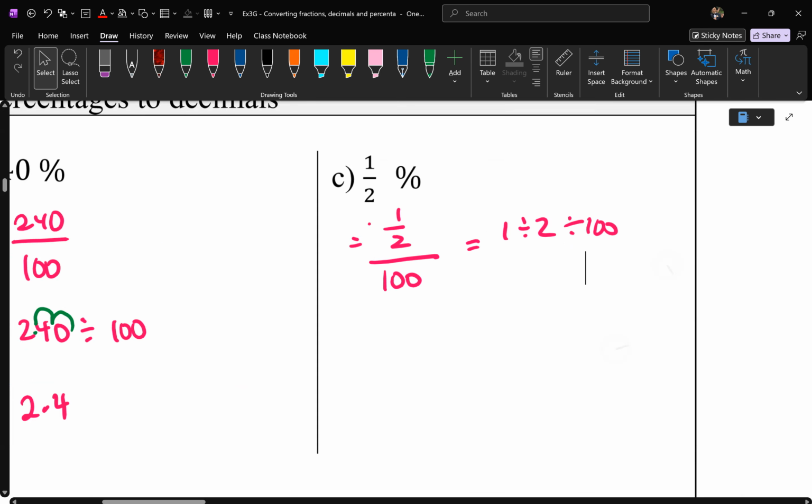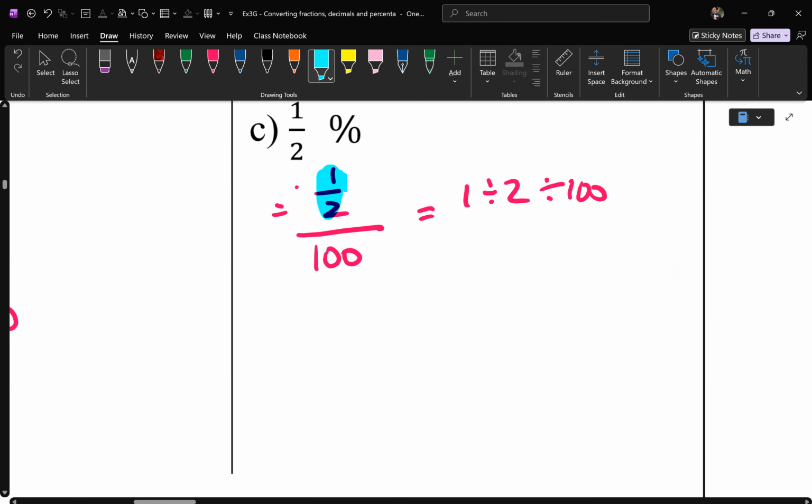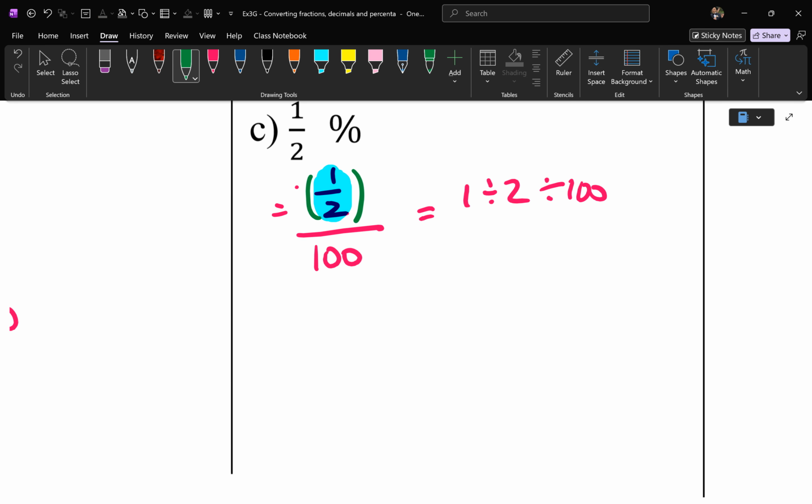Okay, so here we go. Because half is a value, if you do it on a calculator, make sure to use brackets. Otherwise, the calculator gets confused. Okay, half comes together. So that's a half, that's a value for every 100. So you're taking 0.5 divided by 100. Now, how do you do this by hand?